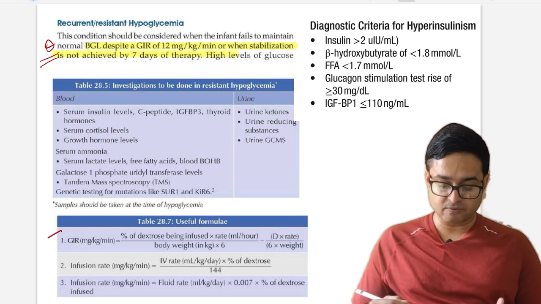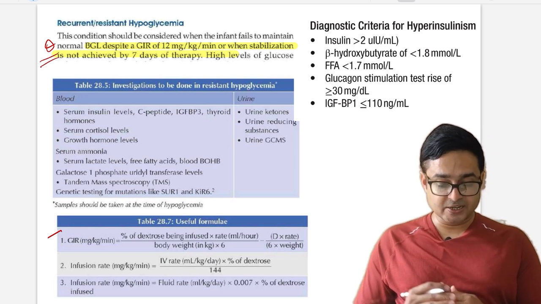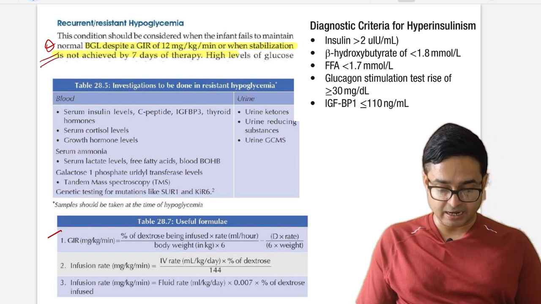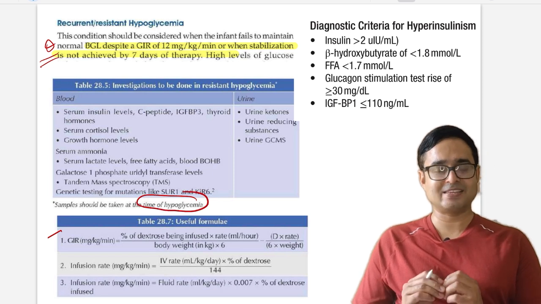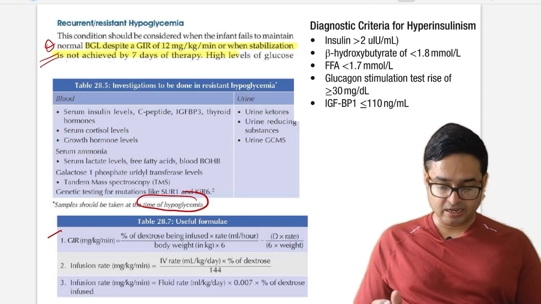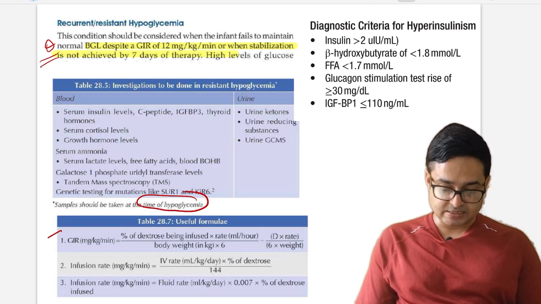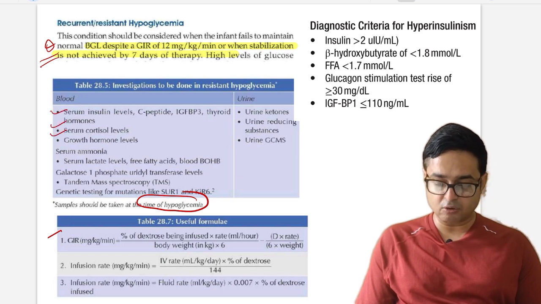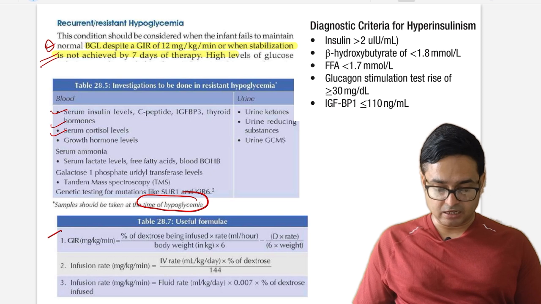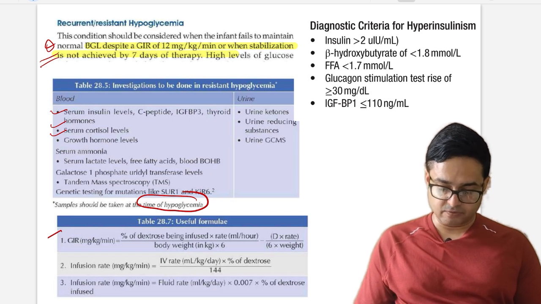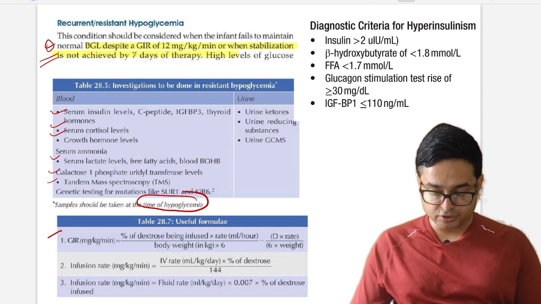In this condition, you will send a critical sample, at the time of hypoglycemia, as we all know. In the critical sample, what will you send? Serum insulin levels, serum cortisol, growth hormone level, or insulin-like growth factors. Along with that, we can send serum ammonia and galactose-1-phosphate uridyl transferase level, and TMS also. But how you will interpret them is very important.